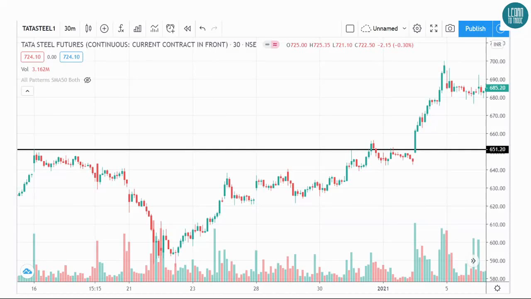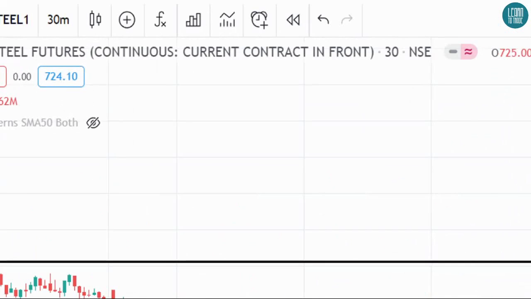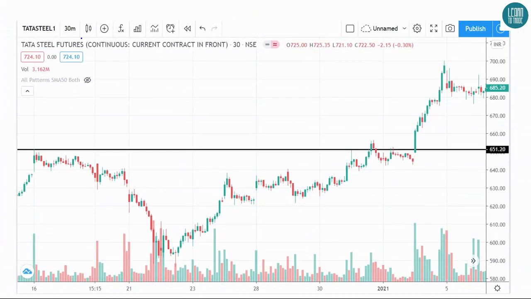I'm just going to more and more shorter time frame trends now. So in the last example we looked at the hourly time frame. Now let's look at a 30-minute time frame trend. So this is a 30-minute time frame trend. The stock is Tata Steel. And this is the breakout level which I have marked here.